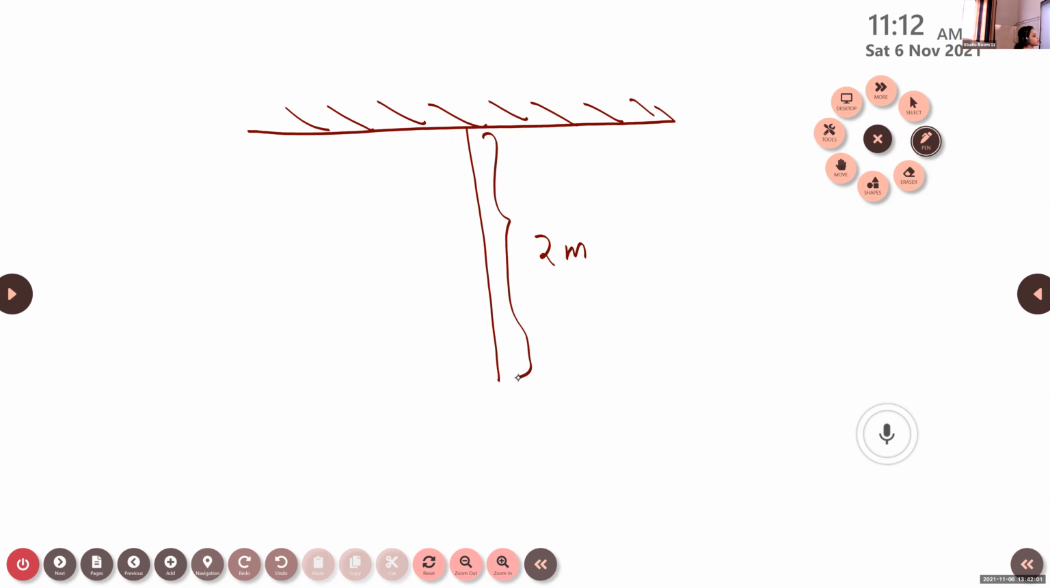And a mass of 6 kilogram is attached to the end of this rope. A rope of length 2 meter is suspended with a mass of 6 kilogram attached to its end. And a horizontal force F equal to 50 Newton is exerted at the midpoint P of the rope. So here we want to calculate the angle of inclination, that is, at what angle this rope is shifted from its original position.